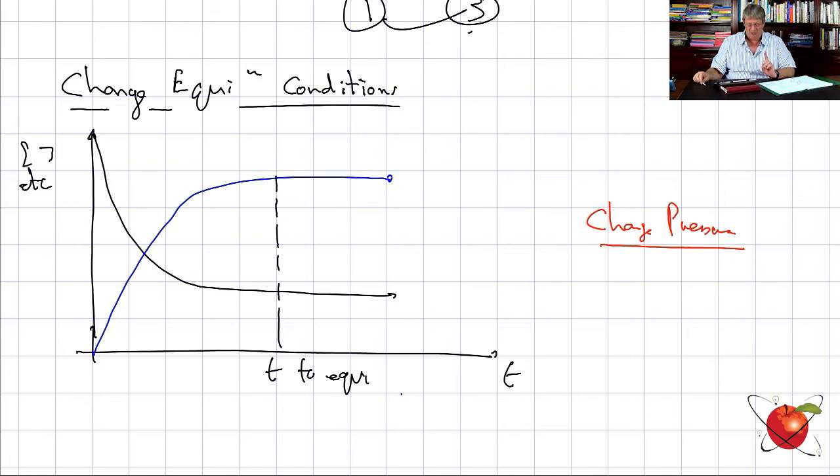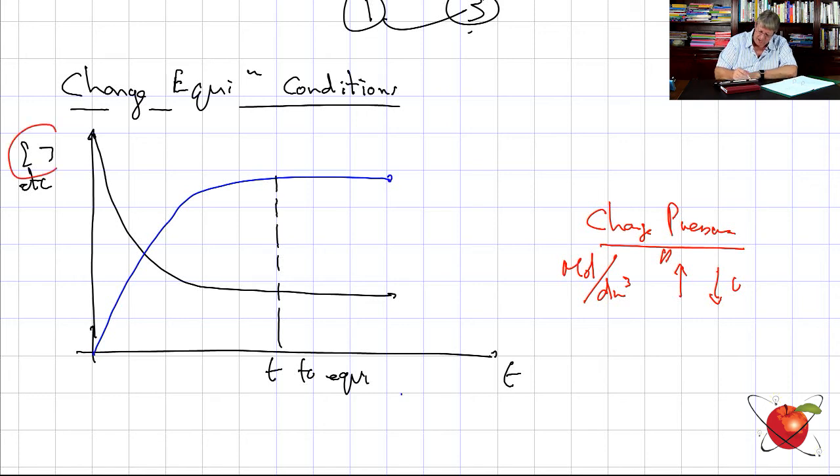Okay? Now, if this is in concentration, look here, concentration is moles per decimeter cubed. If I change pressure up, volume goes down, doesn't it? Which means there's a change in the concentration straight away, because I'm measuring concentration over here. So you have to look here at what is being measured.